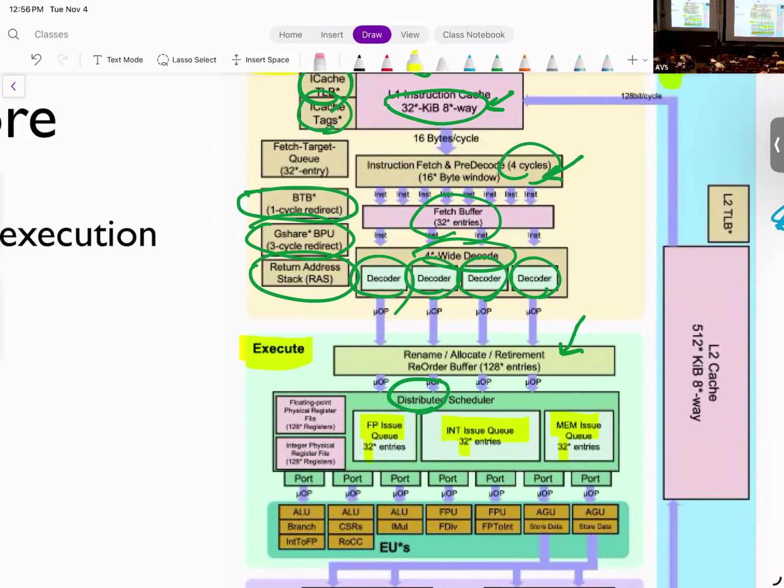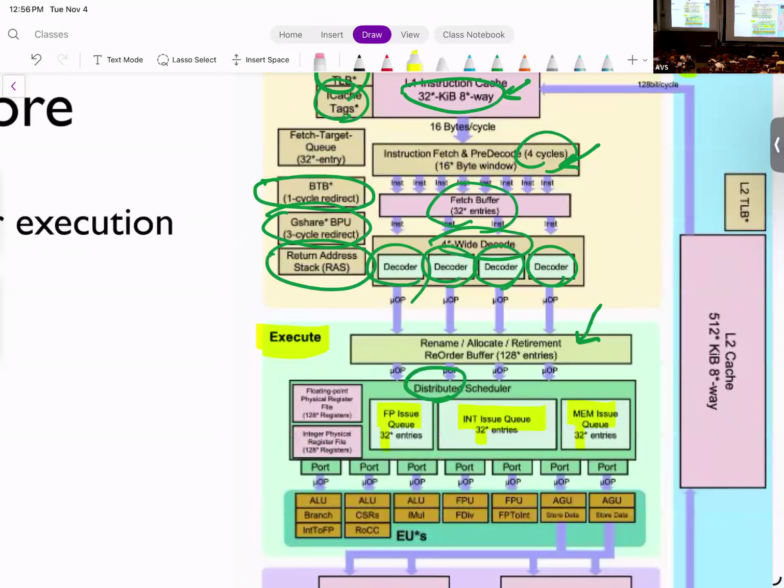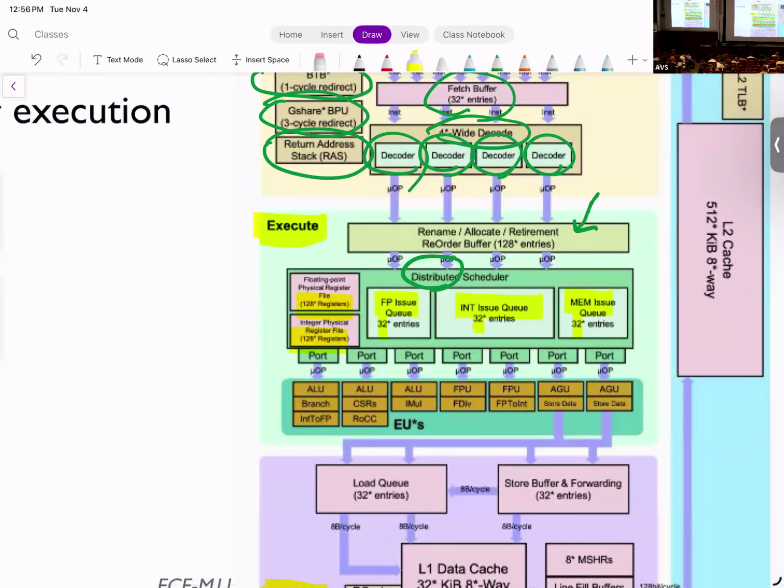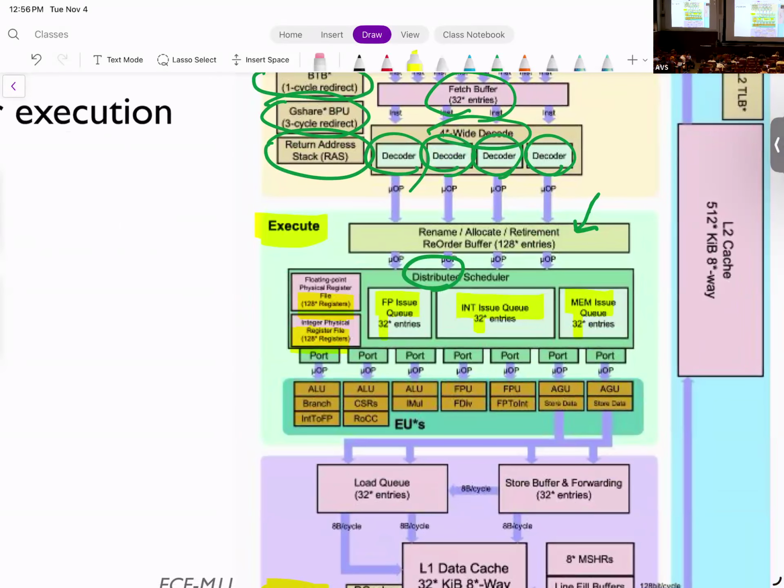It also has a physical register file for floating point and another for integer, and each one is 128 registers. This one is read after issue, so it actually reads things after the instruction is issued. And as you can see, it has 8 different ports. So at any point, it can issue 8 instructions if it wants to the execution unit.